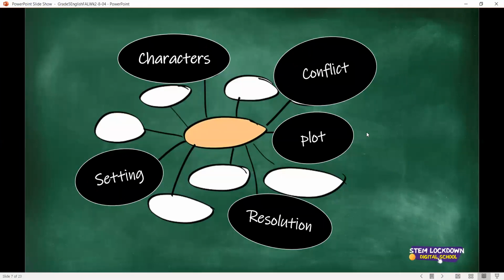So you will always draw this. It doesn't matter what grade you are in. It doesn't matter whether you're writing a letter, a true story, an essay, or a short story. You will always brainstorm.